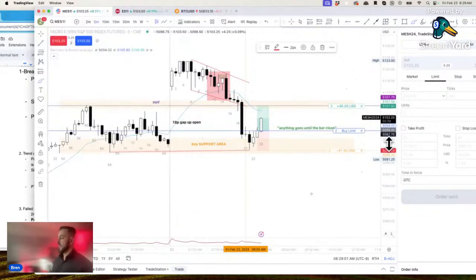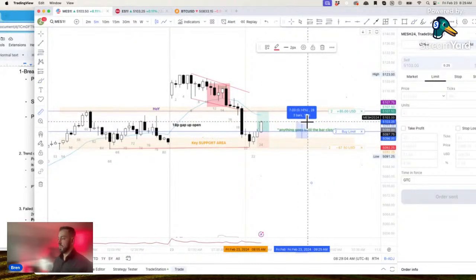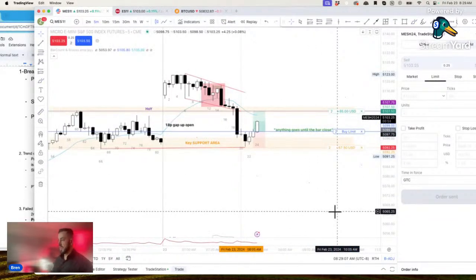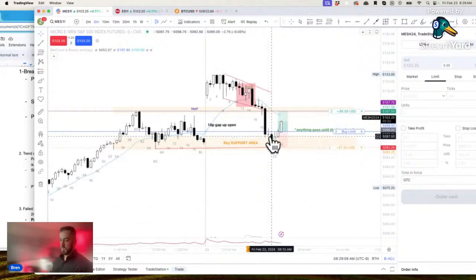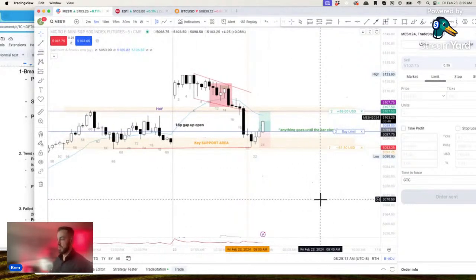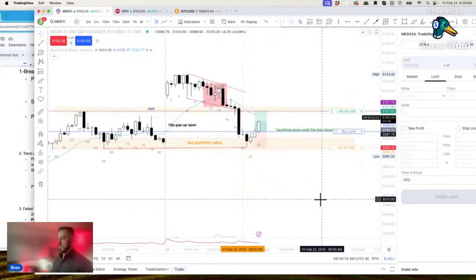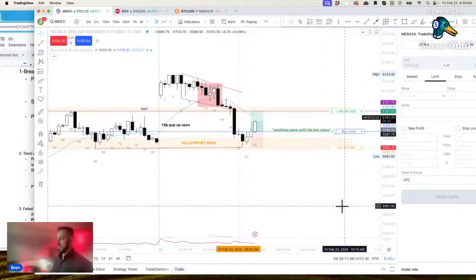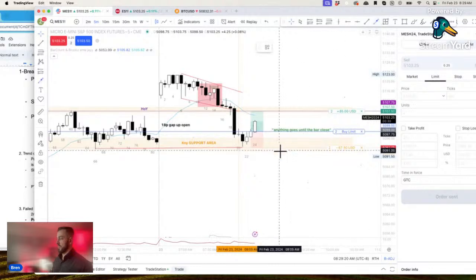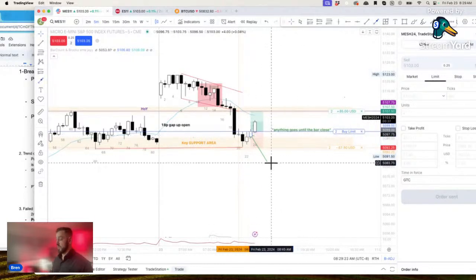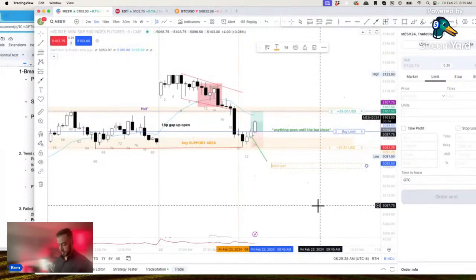So strong buying. Look at that. Just won 7 points in like no time. Two consecutive bull bars with one closing near the high.